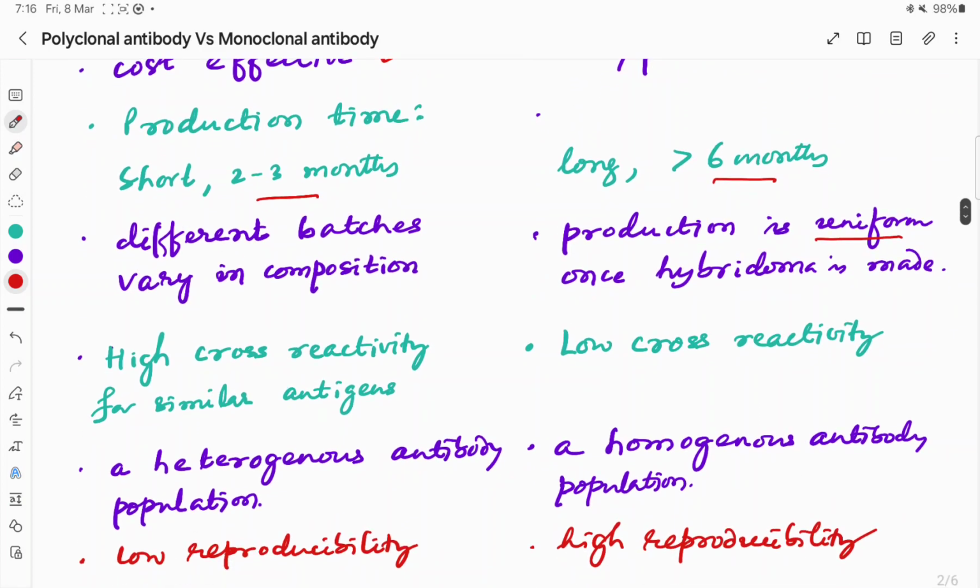So we can say that in polyclonal antibody we have a heterogeneous population, whereas in monoclonal antibody there is a homogeneous population.